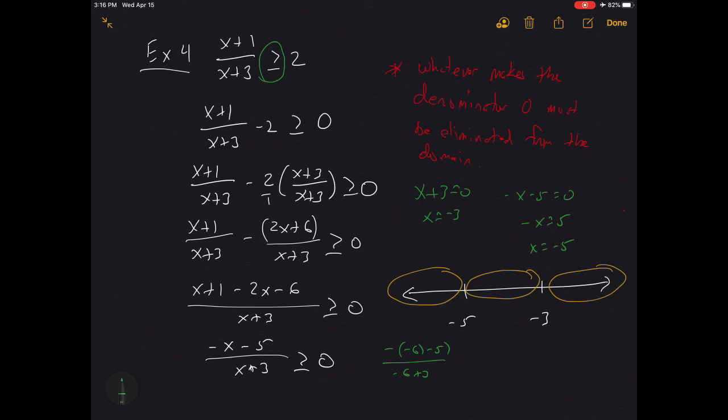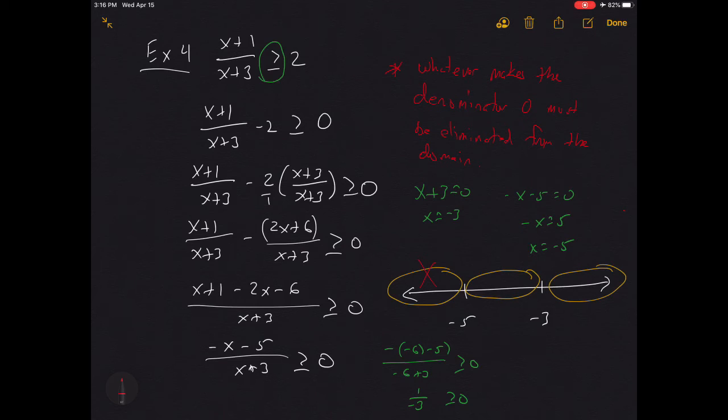Let's see. Simplifying that one, negative 6 minus 5 is negative 11, over negative 6 plus 3 is negative 3. That gives us a positive value.